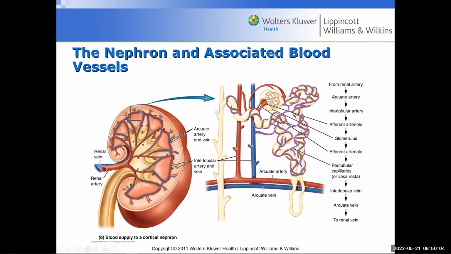This is the Bowman's capsule. Within it is the glomerulus. So this region here is the proximal. This one, of course, by definition is the distal region because it's a little distance away. So proximal meaning close, distal far. So this is where you would have reabsorption occurring.